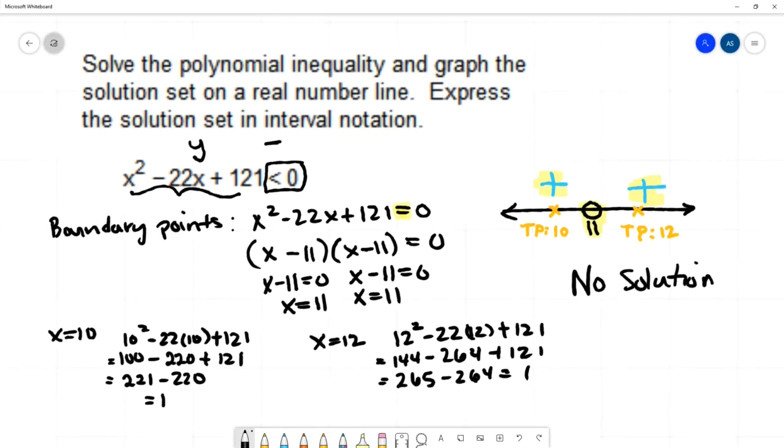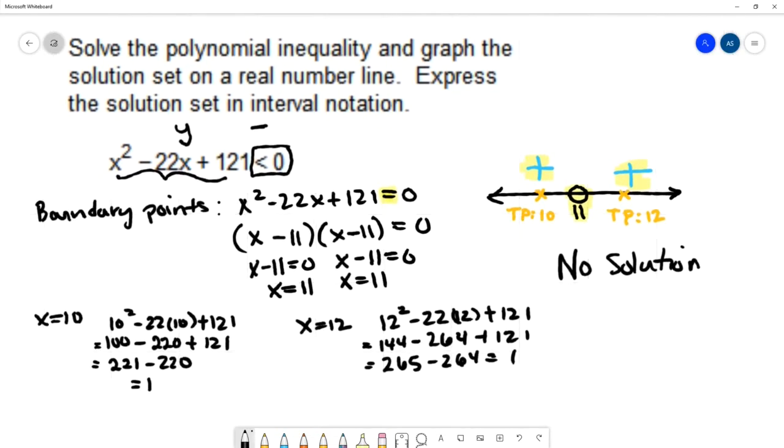If you want to think of this graphically, the graph is going to be a parabola shifted to the right 11, and it would look something like this. And so you can see down here where the y values are negative, the graph isn't present on that part of our coordinate plane. So we have no solution to this inequality.